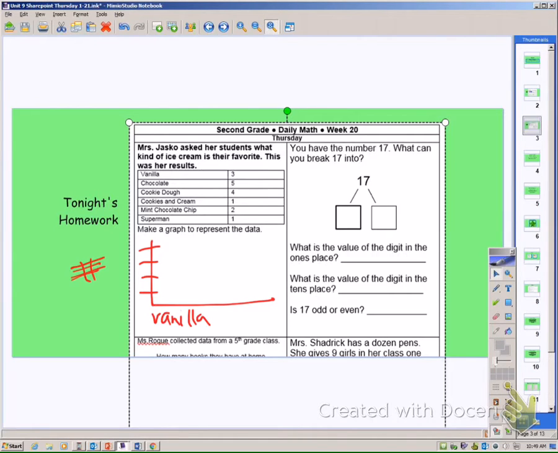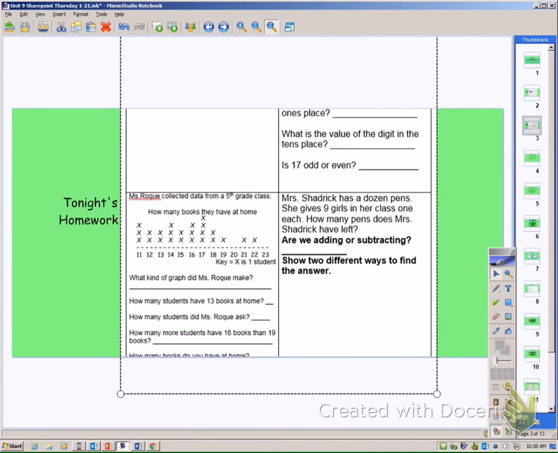Okay? Now, you have the number 17. What can you break 17 into? So what is the value of the digit in the ones place? So what is this number? And then what is the value of the digit in the tens place? So what is this number? And then is 17 odd or even? Okay, and then let's look at the last 2.